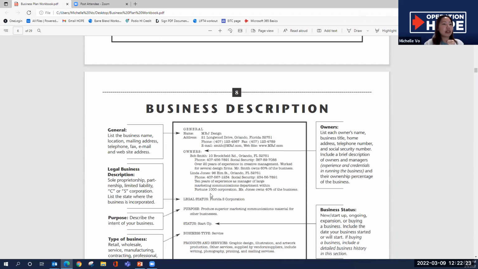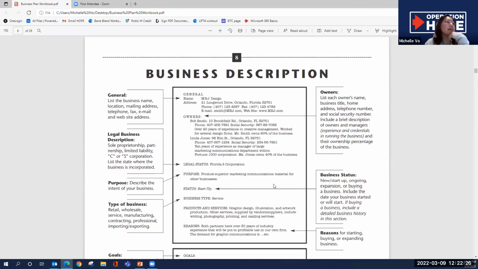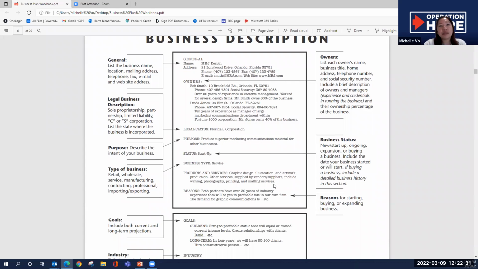And then we're moving on to the business description. The business description basically paints a picture of who you are and what your company looks like overall. In general, we want you to include the business name, of course, the mailing address, contact information, and a website if you have one. The owners: you have to list all the owners here. It's very important because any owner that owns 25% or more of your business needs to be on the loan as an applicant.